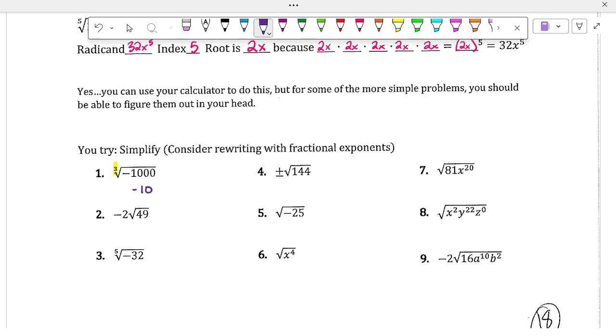Plus or minus the square root of 144, that's just 12. Or plus or minus 12, we have to throw that plus or minus in front of it.